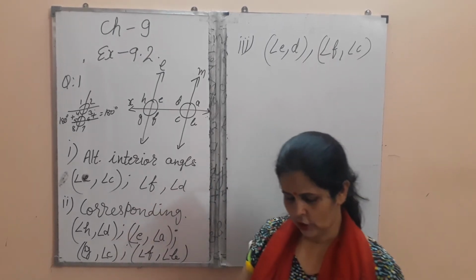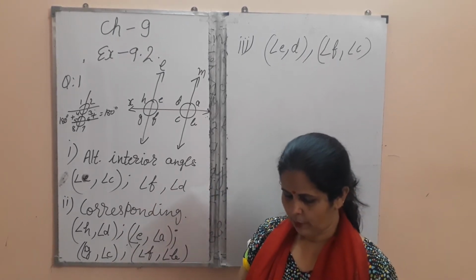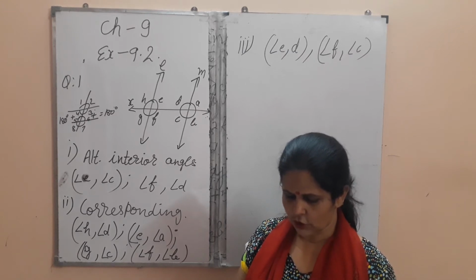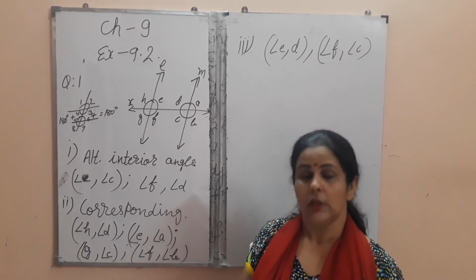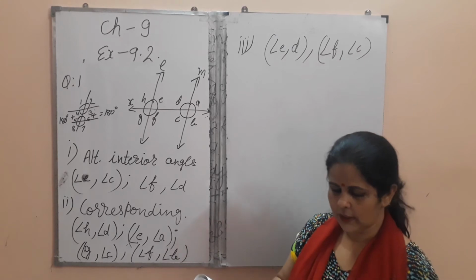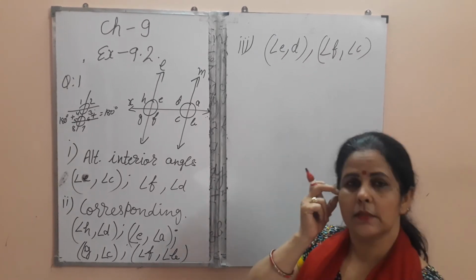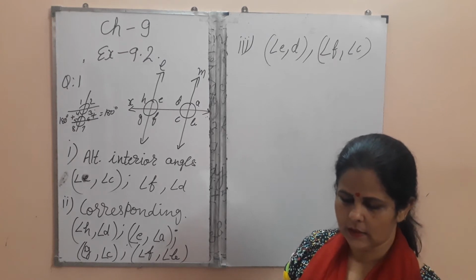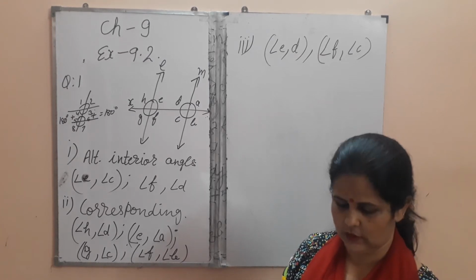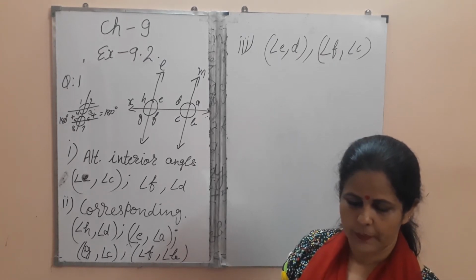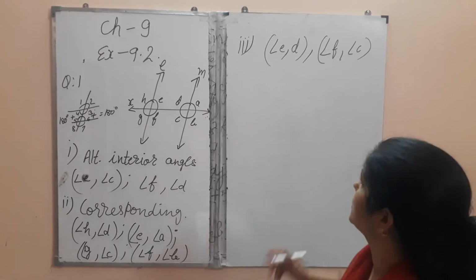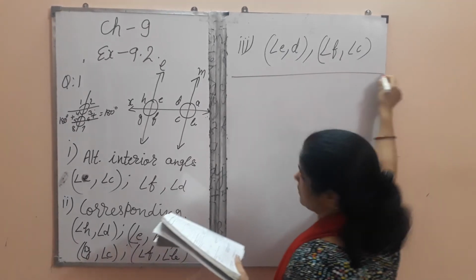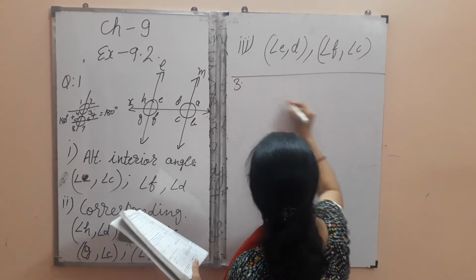Next is question number 3. State the property that is used in each of the following statements. In the first, parallel lines are given. P and Q are parallel lines, and the third line is the transversal. So if P and Q are parallel, then angle 2 equals angle 8. Now, I will draw the diagram here. Third question.